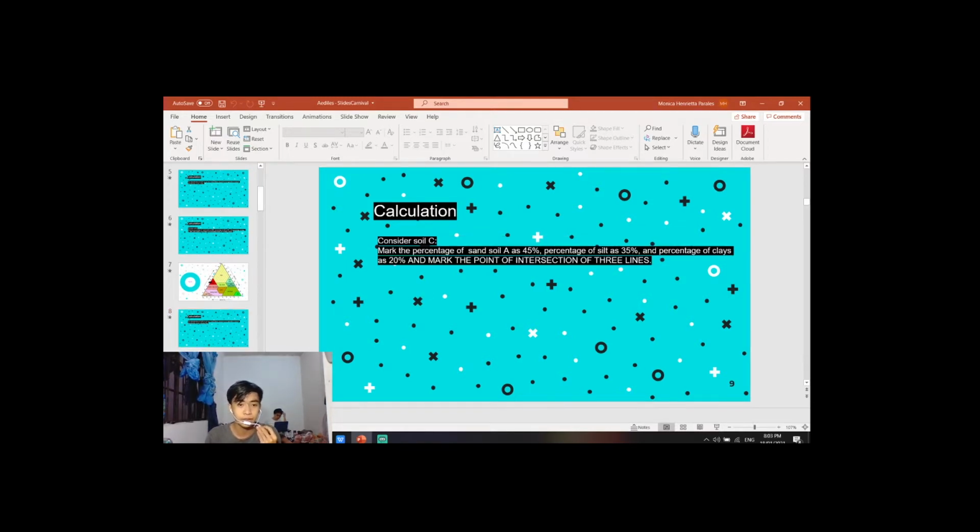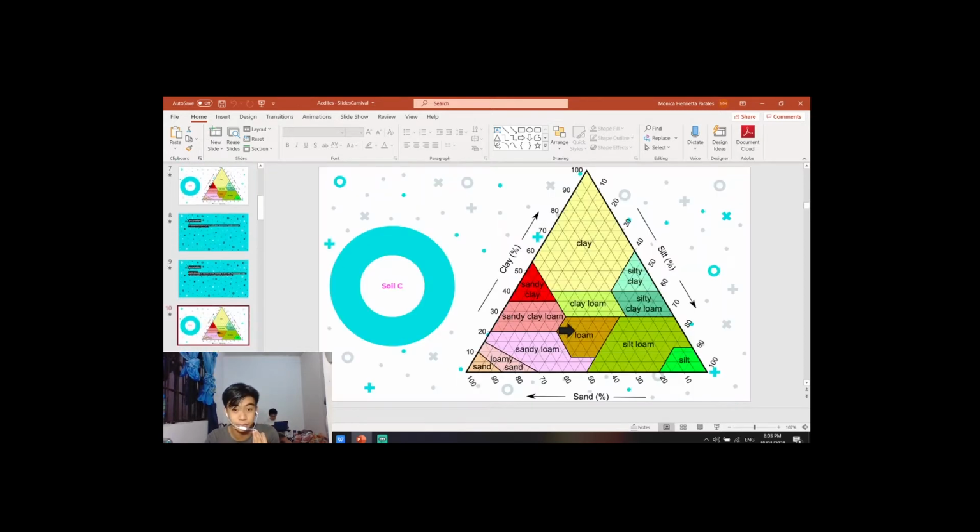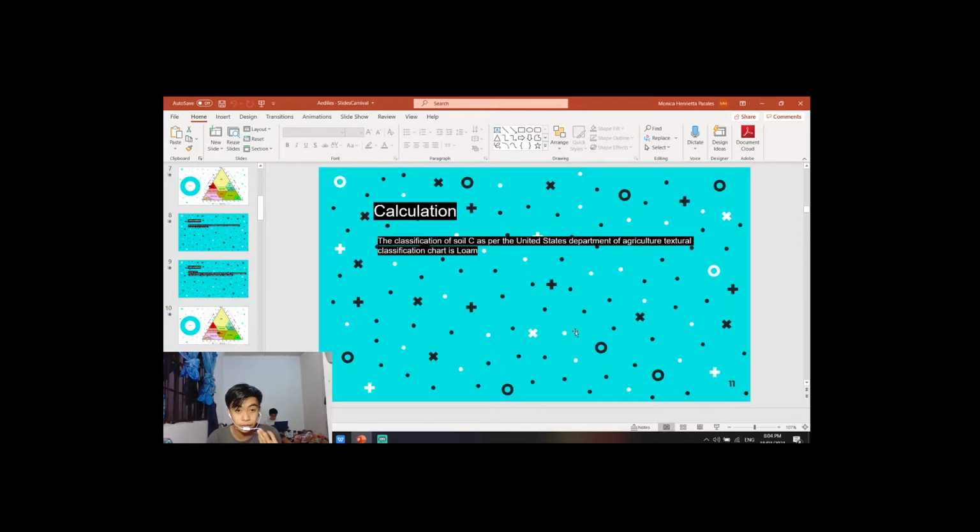So dito naman tayo, consider naman natin yung soil C na sinasabi na yung sand is 45%, yung silt natin ay 35%, at ang clay natin ay nasa 20%. So ulitin natin, yung sand natin nasa 45% dito banda. Then yung silt natin is nasa 35%, nandito na banda. Then yung clay natin is 20%. So yung soil C natin ay nasa loam. Therefore, the classification of soil C as per the United States Department of Agriculture Textural Classification Chart is loam.